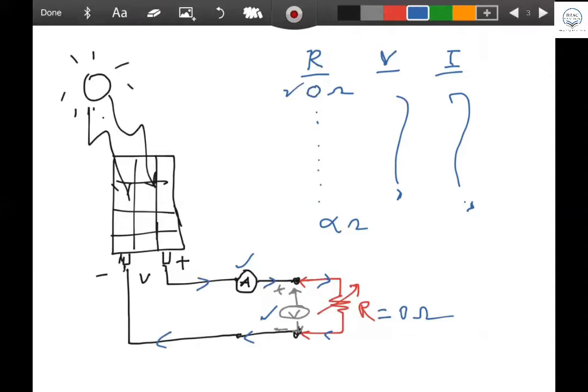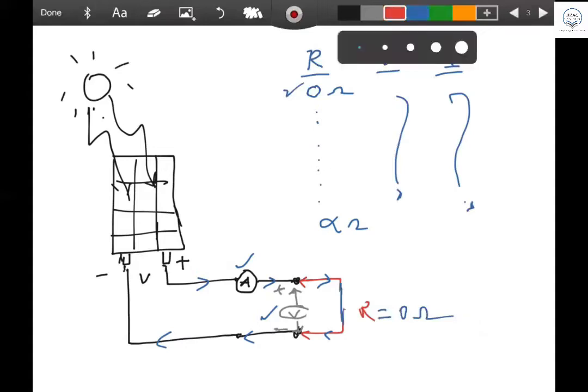That means there will be no resistance. No resistance means this is a short circuit. Yes, sir. So this is what we consider initially: R equal to 0 and it is a short circuit, that means there is no resistance here, only a direct connection. So what will happen in that case? In that case, the current and voltage condition, if it is short circuited, then what will be the voltage reading at that time?